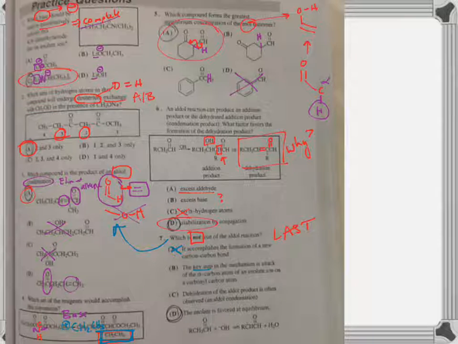Dehydration of the aldol product is often observed. Okay, that word often should immediately be a tip-off. We're saying not true. Often is a qualifier saying one way or the other. It's going to be hard to completely eliminate that answer outright because it says often. That could be true or false, so that's a bad idea. The enolate is favored at equilibrium. Whoa, no it's not, because that would be a negative carbon. So D is absolutely not true.